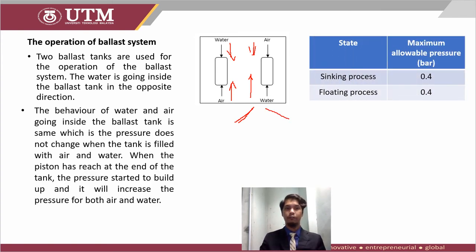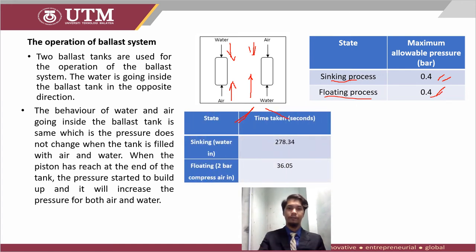The behavior of water and air going inside the ballast tank is the same, in which the pressure does not change when the tank is filled with air and water. When the piston hits the end of the tank, the pressure starts to build up and will increase the pressure for both air and water. For the pressure sensor, I will use the 0.4 bar condition. So before 0.4 bar, the system will be stopped for the sinking process, and for the floating, the system will be stopped when it reaches 0.4 bar.